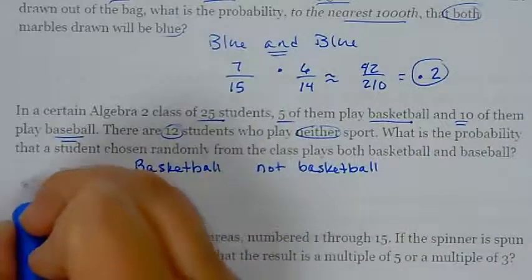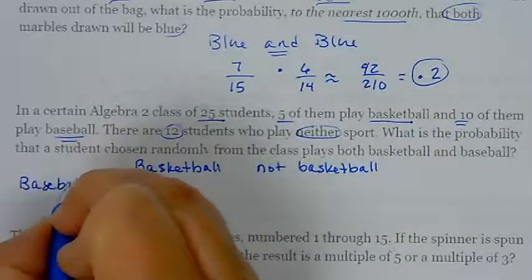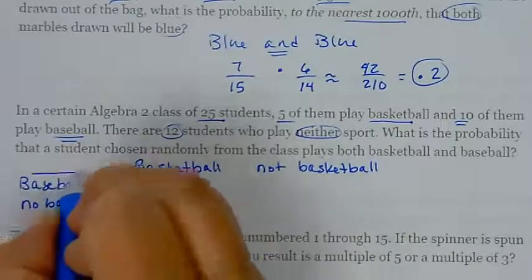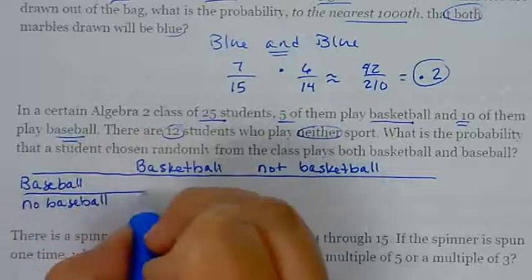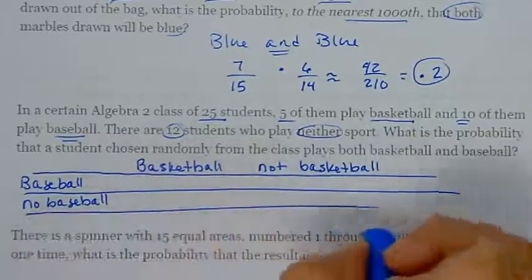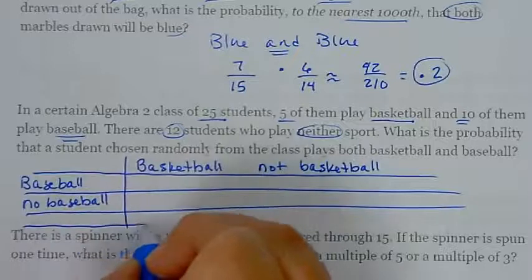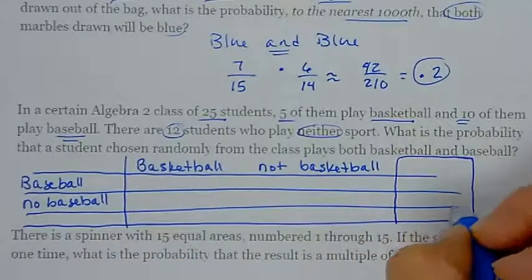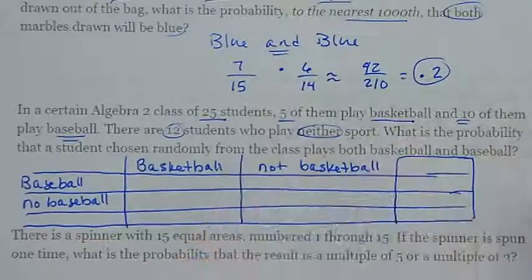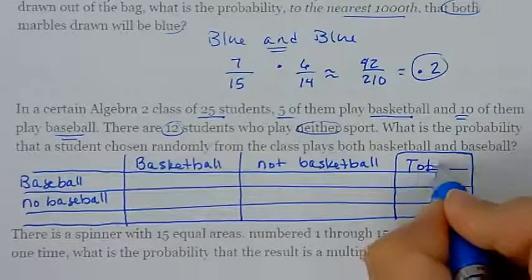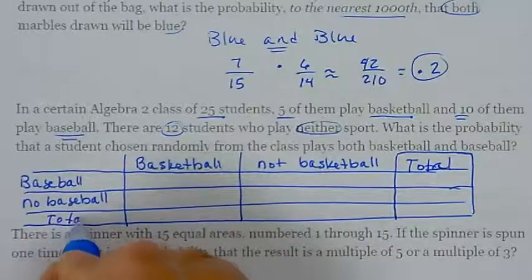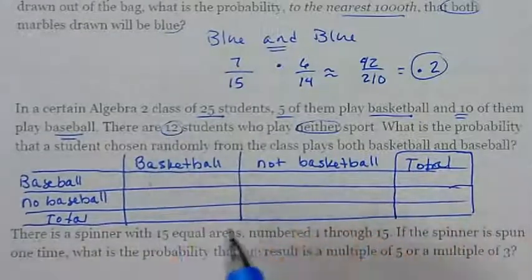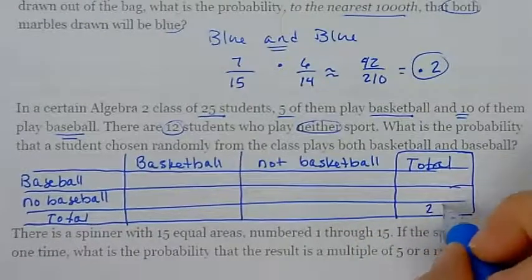On the other column, I'm going to put baseball and no baseball. And then I'm going to make a table. All right, so this is going to be my total, and this will be total. So let's go fill in our columns. The first thing they tell us is we have 25 students. So I know that my total down here is going to be 25 students.